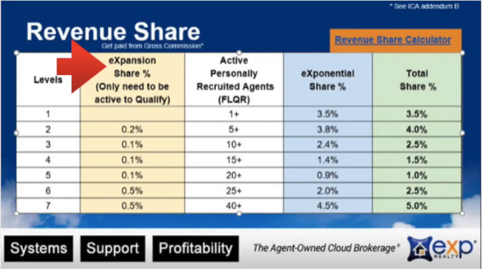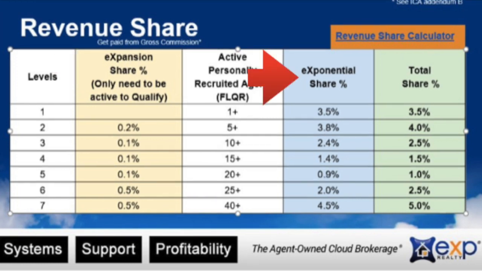So let's take a look at this revenue share chart, and you'll see there's a column here that says expansion share. There's 0 on level 1, but on level 2, it's 0.2%, followed by 0.1, 0.1, 0.1. When you get down to the 6th level, it's 0.5%, and on the 7th level, it's 0.5%. If you add all of those up, it comes to 1.5%. Now, here's the thing. Once an agent attracts just one agent to the company, all 7 levels of the expansion share are unlocked.